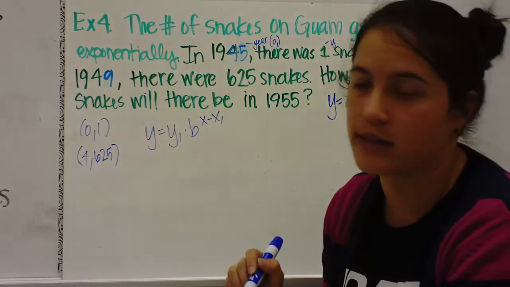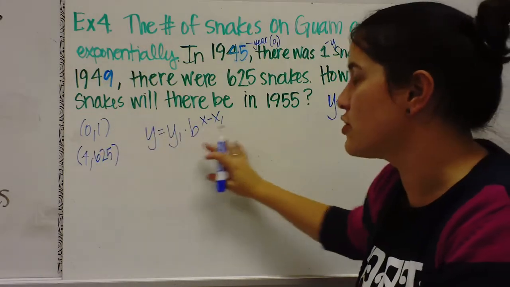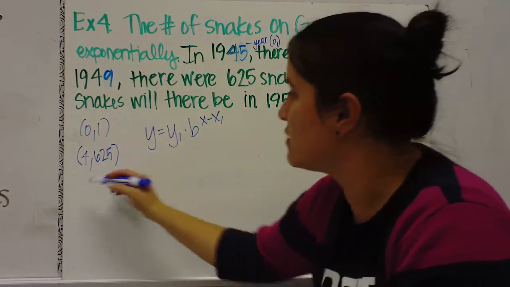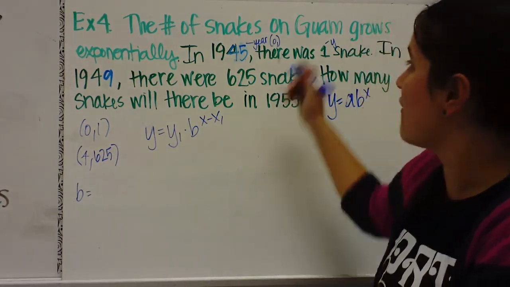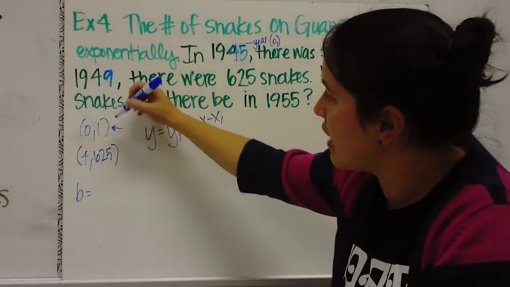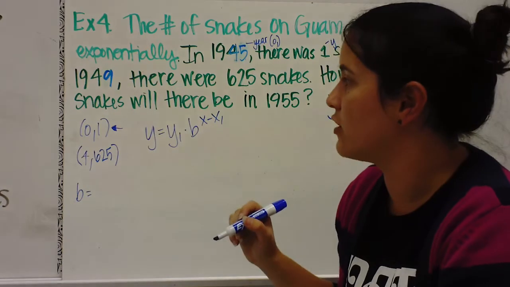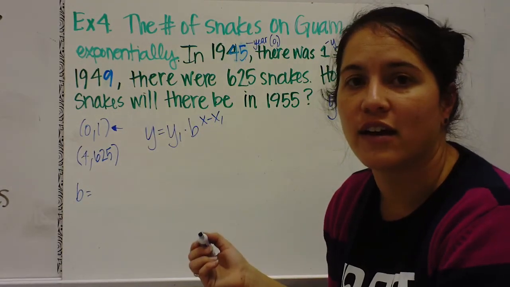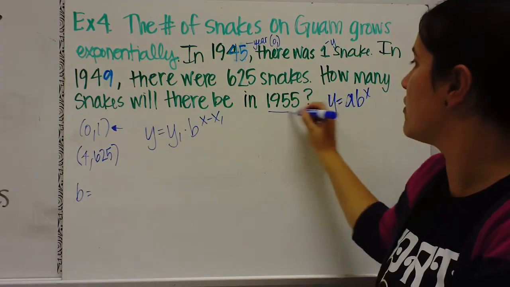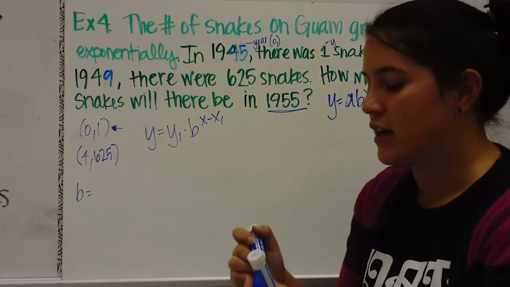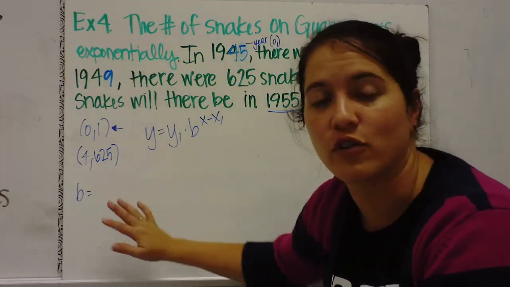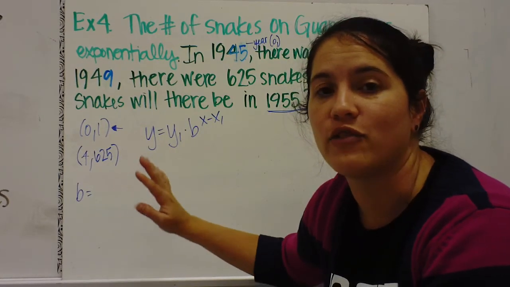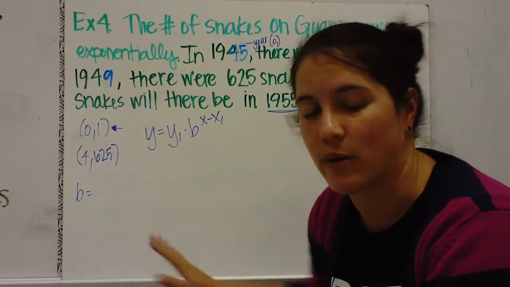So here are your 2 points. I want you to substitute your 2 points in and see if you can find B. After you find B, I've actually given you A. Here's your A value right there. There's your initial A value. So you already have your A. You just have to figure out how many there will be in 1955. So I want you to try to get your B. If you get your B and you feel comfortable, then go on. But if you get stuck, we will go over this tomorrow.